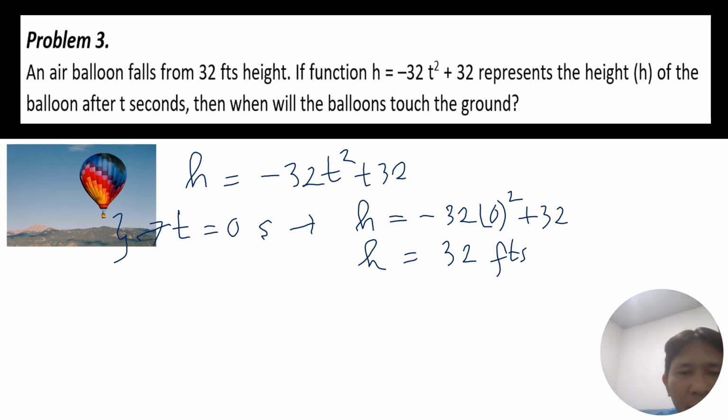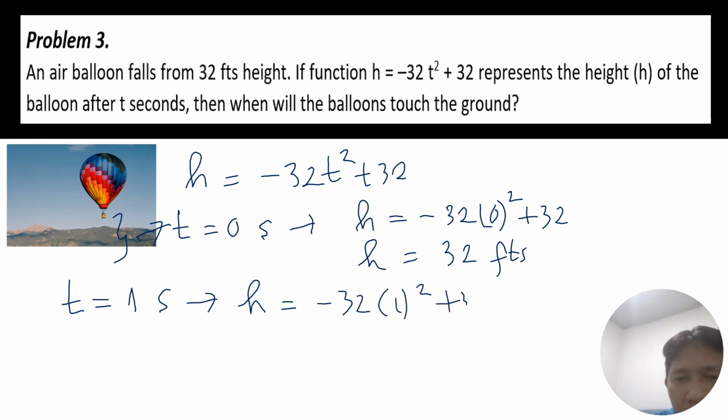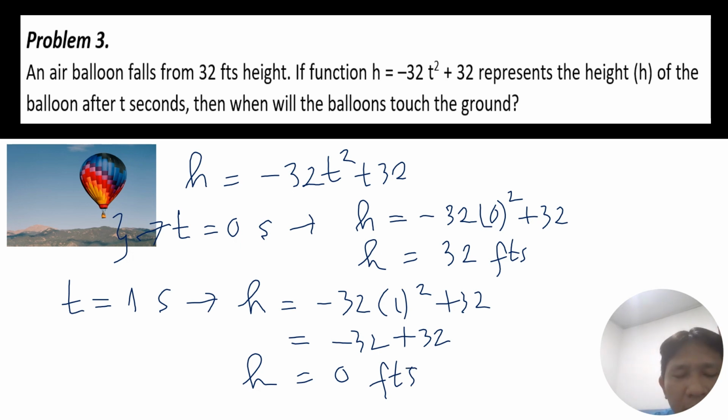So what if we change t, the time, to 1 second? Okay, let's see. The height equals negative 32 times 1 squared plus 32. And here we have negative 32 plus 32, so equals 0. What does it mean? 0 feet height. It means the air balloon touched the ground.